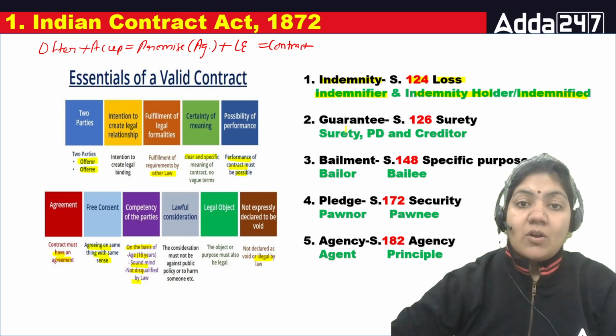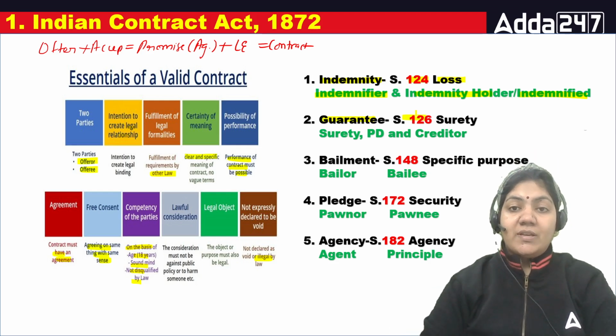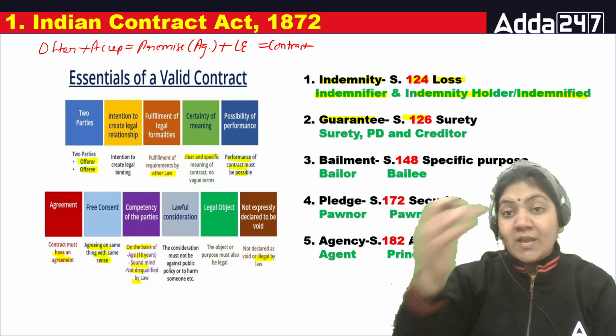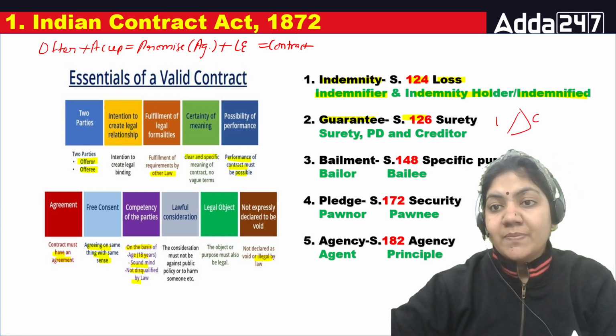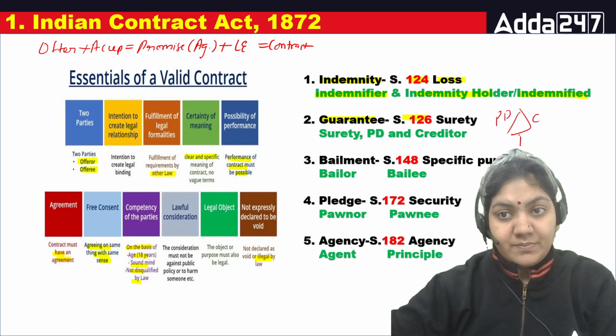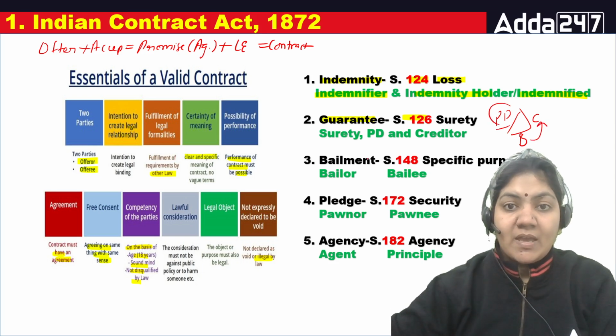It means the person who has taken the insurance is called the indemnity holder. Okay. Contract of guarantee, section 126. There are 3 parties: surety, principal debtor, and creditor. The principal debtor will take money from the creditor, and when the principal debtor is not able to pay the money, the surety will pay.